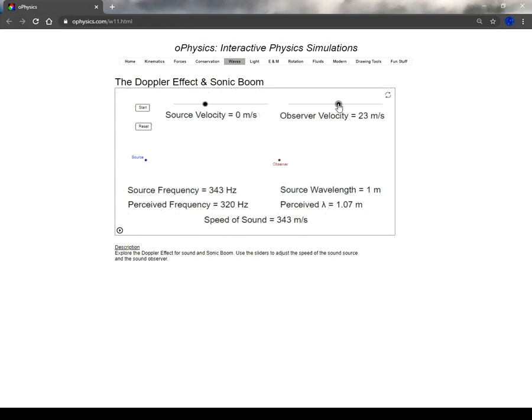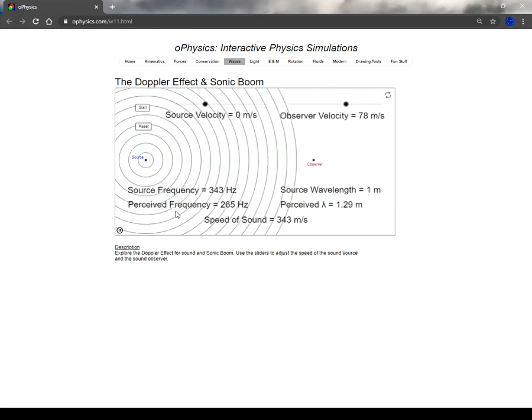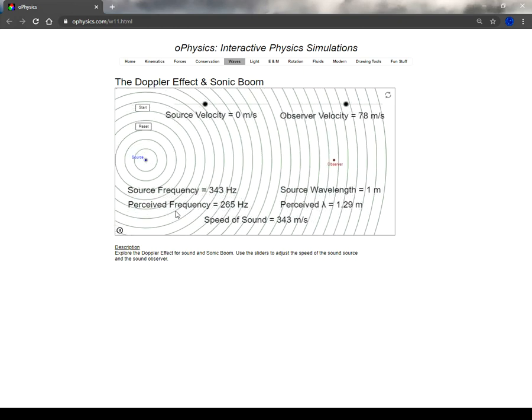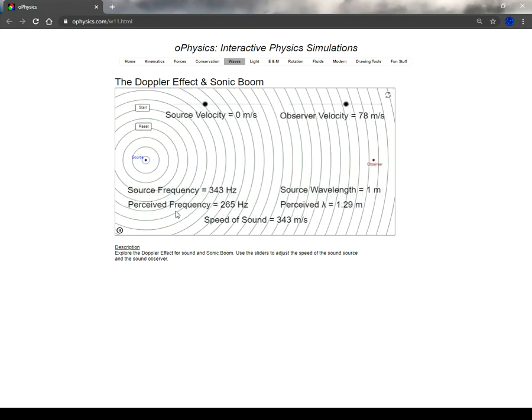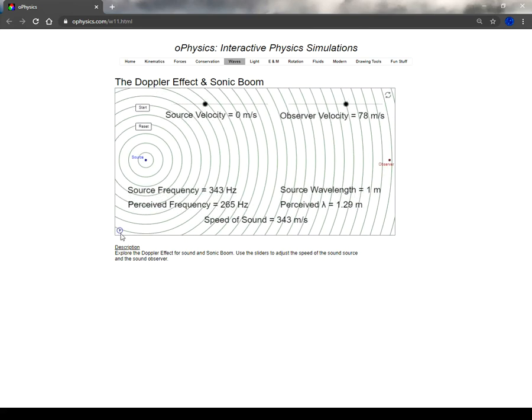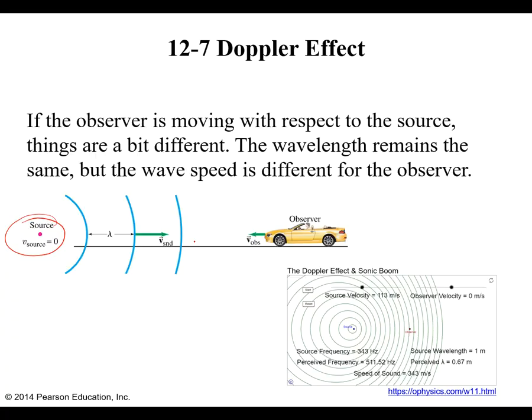But if the observer is moving away, then it's going to take more time because you have one wavefront that hits. Then by the time the next wavefront hits that same point, the observer's moved on. And so it's going to take more time. So it looks as if to the observer that the wavelength has actually increased, and thus the frequency would have decreased. So once again, we see another Doppler effect going on. However, the way we calculate it is going to be a little bit different.